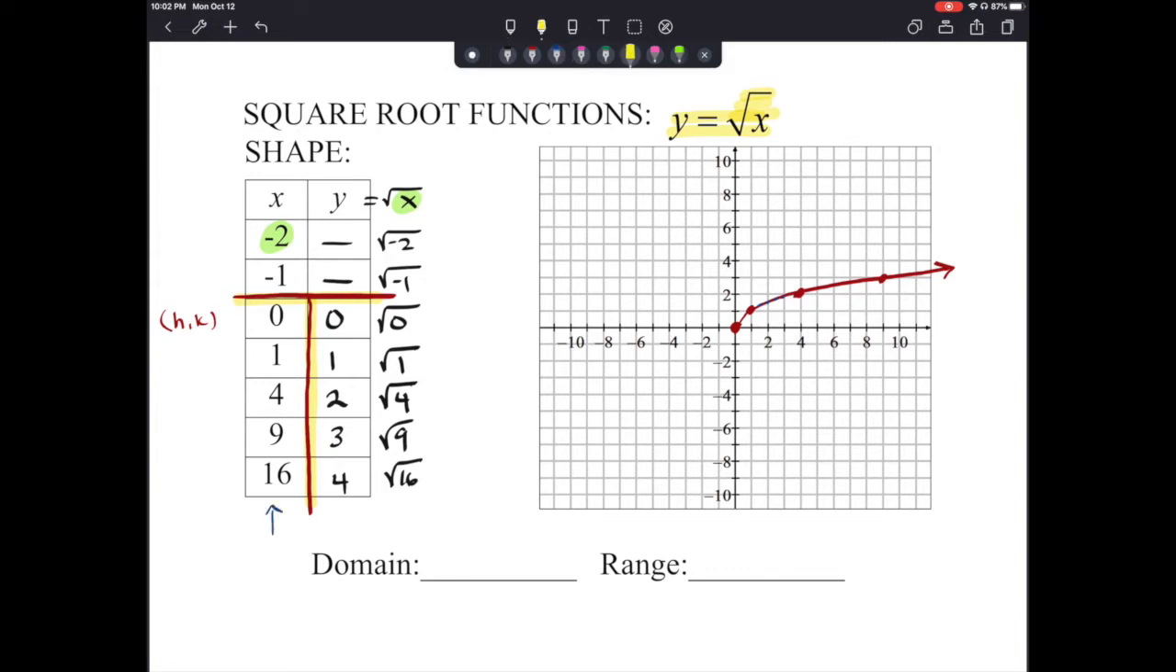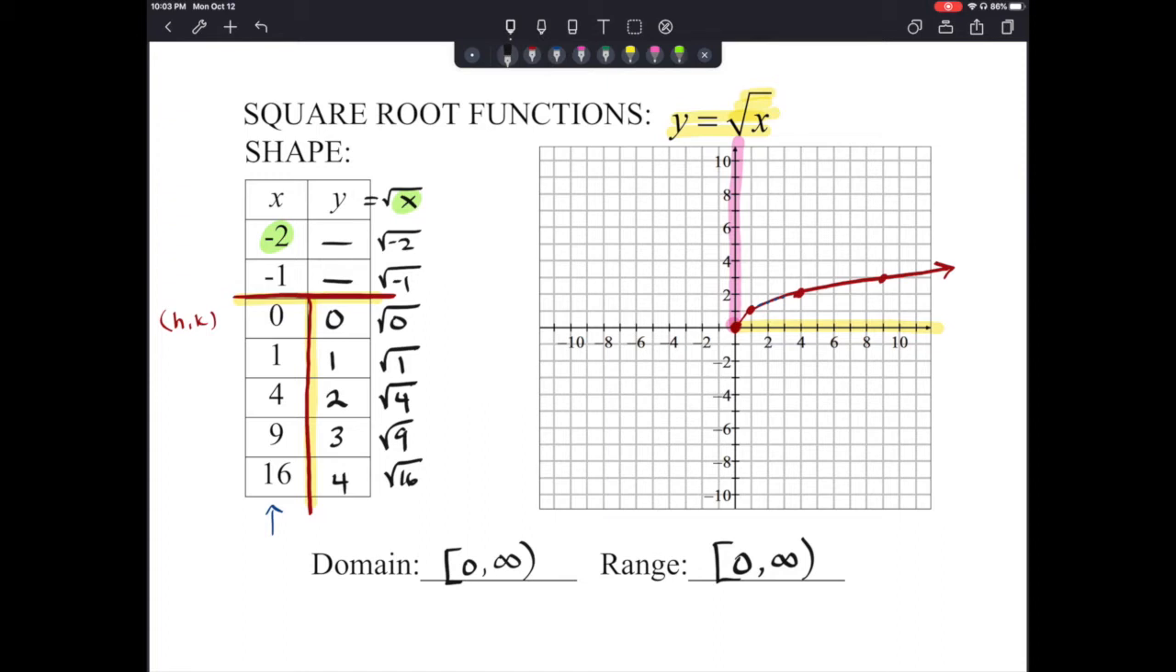Now domain and range, pretty easy. We know the domain is going to start at 0 and go to positive infinity, so we're including 0 and excluding infinity. The same thing happens with our range. If we start at 0 and go up forever, the range is 0, comma, positive infinity. We're including 0 and excluding infinity. Okay, so that is our parent graph.